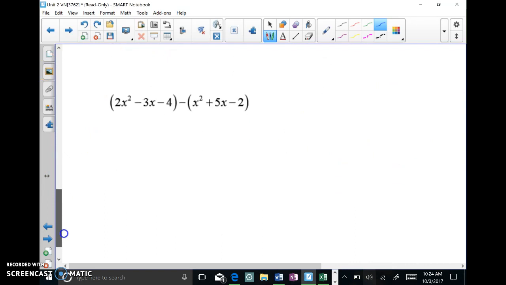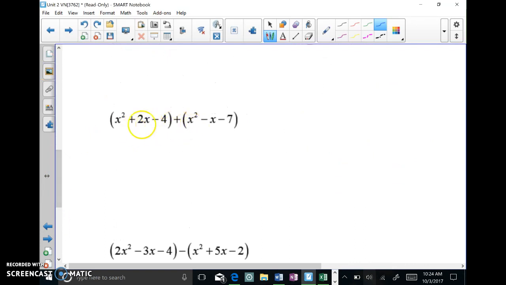Move over. Just a couple more here. Here's trinomials, but again, it's adding them, so this is the easy one. Just combine like terms as you see them. So I have an x squared and x squared. Remember, that's 1x squared and 1x squared adds to be 2x squared.